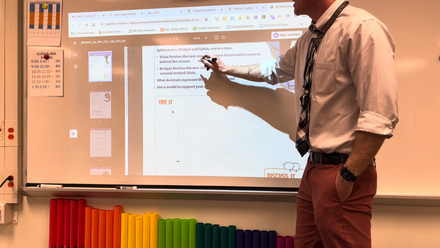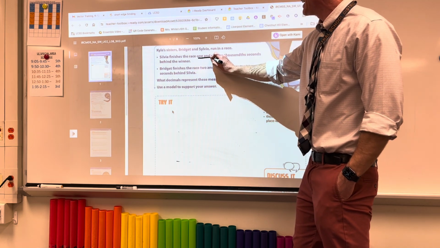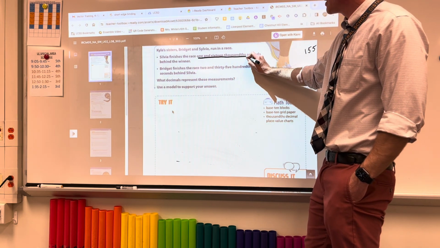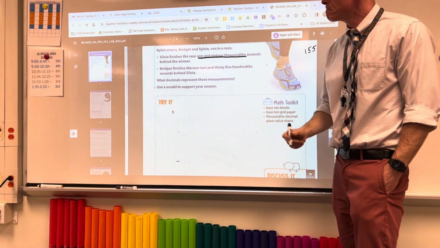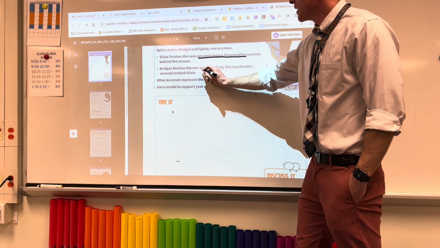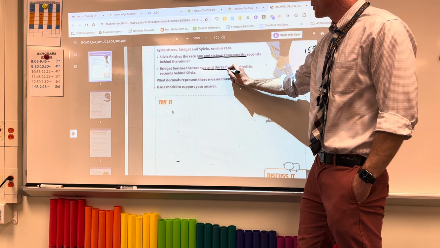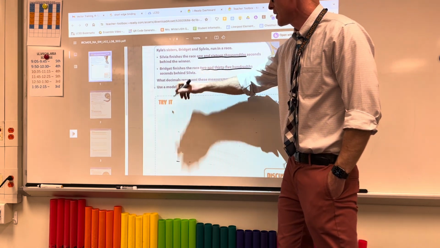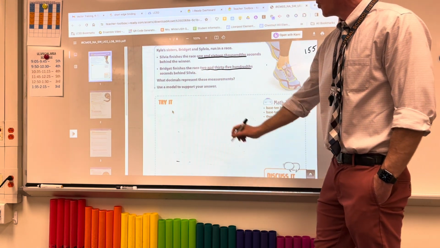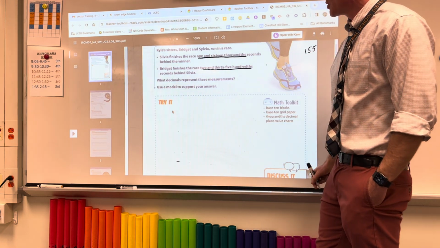Sylvia finishes the race 1 and 16 thousandths second behind the winner. Bridget finishes the race 2 and 35 hundredths second behind Sylvia. What decimal represents these measurements?